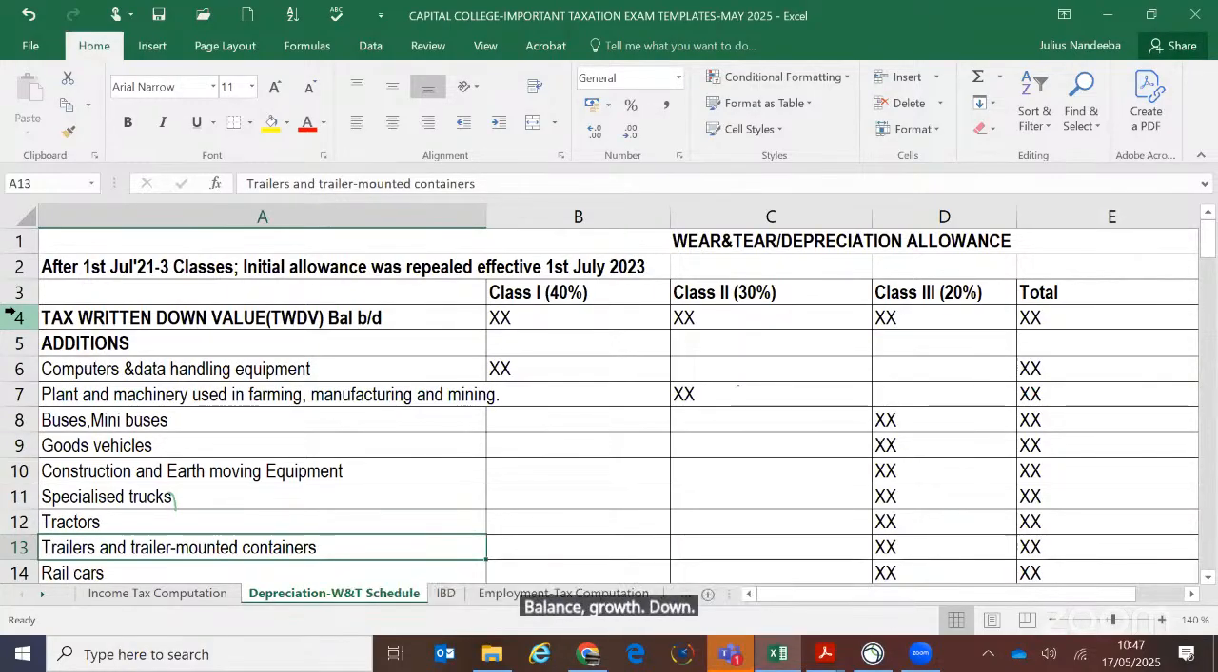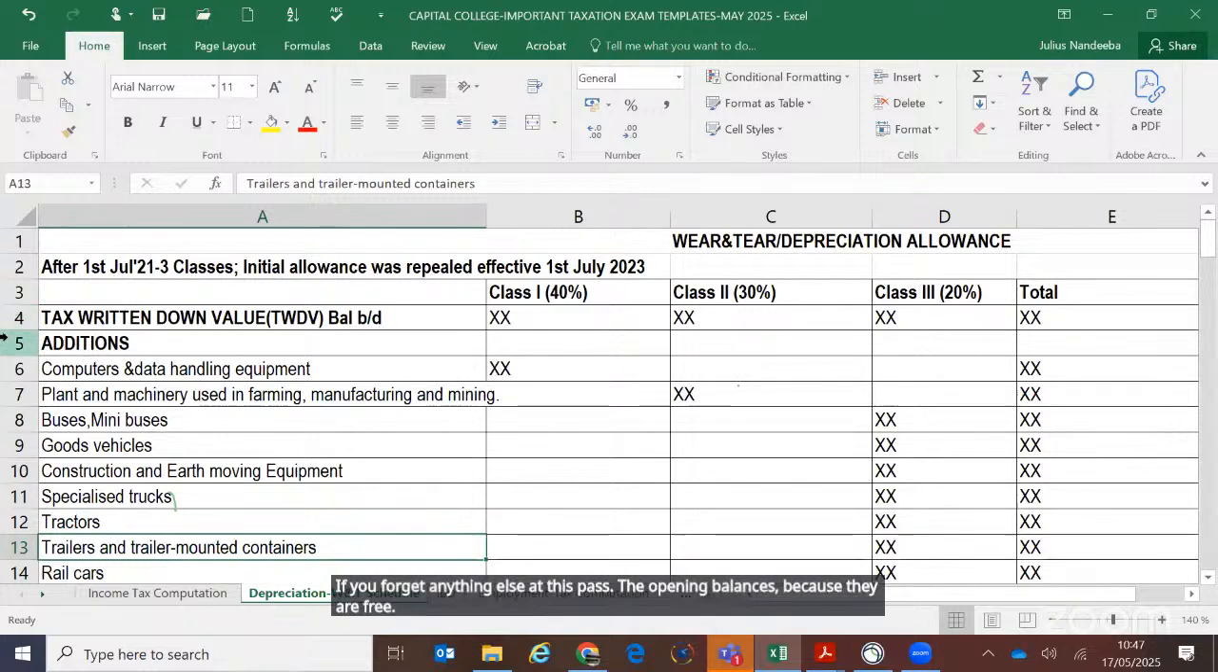This is what we are seeing in our question, where they are giving you classes and they are telling you how much is under each class. That is the opening. So tell yourself that in the wear and tear schedule, I must pass the opening balance. If you forget anything else, at least pass the opening balances, because they are free.